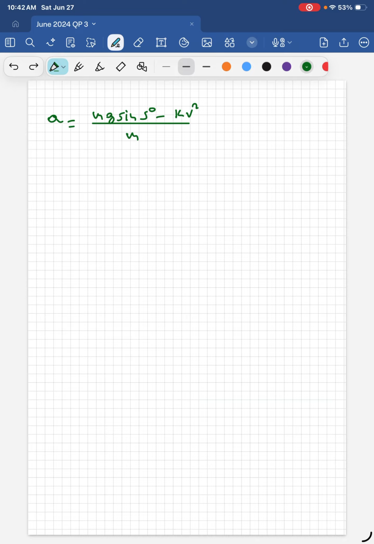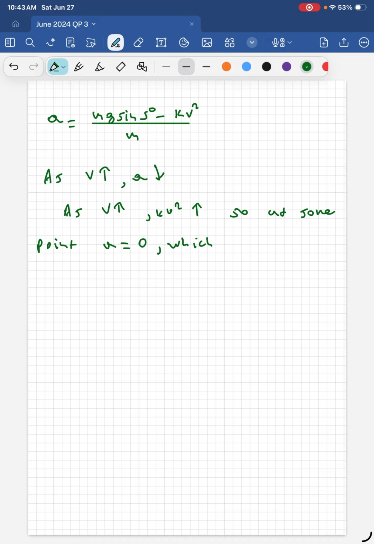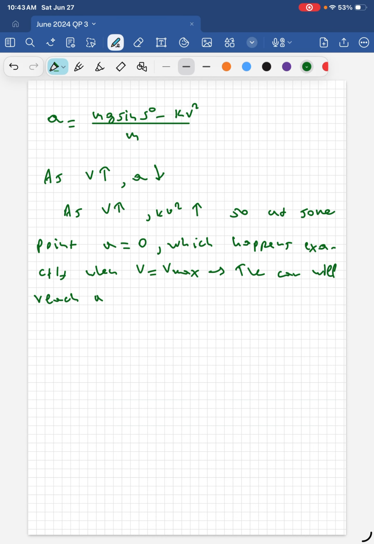So anyway, the point here is that as v increases, a decreases, because as v increases, kv squared increases. So at some point a becomes equal to 0, and this happens exactly when v becomes maximum. So the car will reach a terminal velocity. Okay, so that's the whole story.